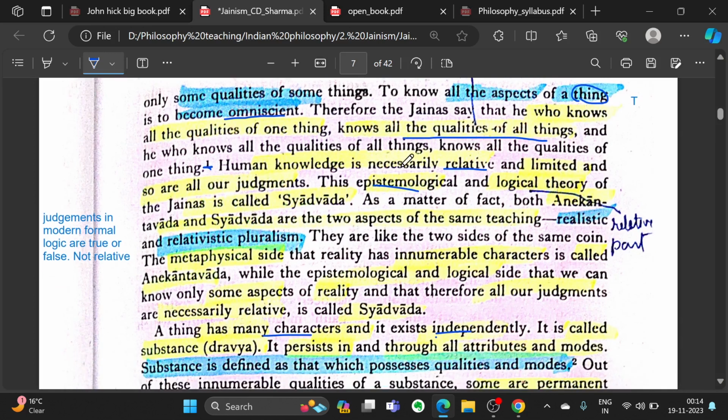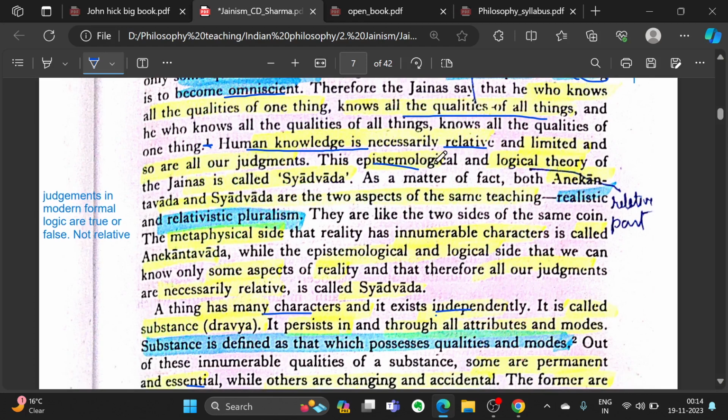Human knowledge is necessarily relative and limited, and so are all our judgments. This is simple because we are finite and reality is infinitely many sided. So our knowledge, of course, is relative. We cannot have full knowledge of anything in this world. This epistemological and logical theory of Jainas is called Syadvad.